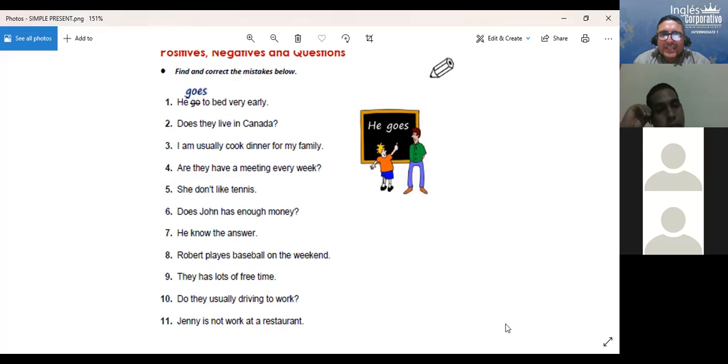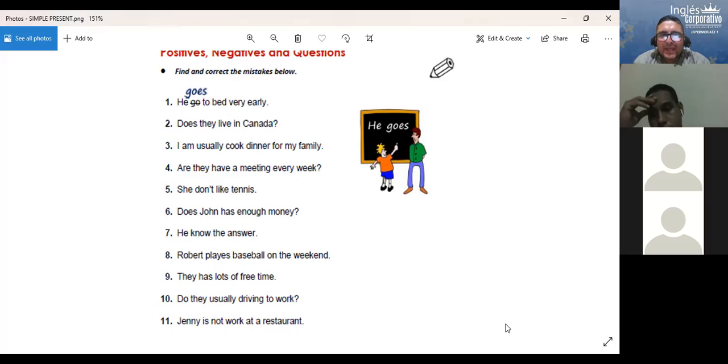About number five? She doesn't like tennis. Excellent. What about number six? Does John have enough money? What about number seven? He knows the answer. Excellent. Number eight, Robert plays baseball on the weekend.